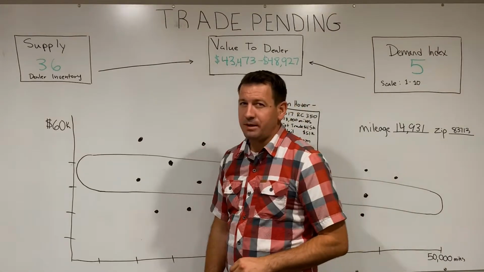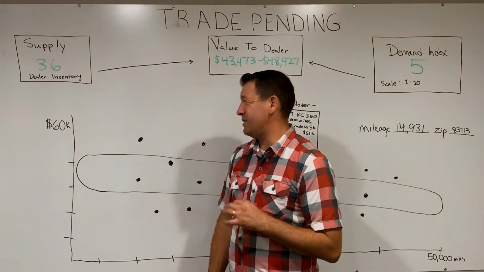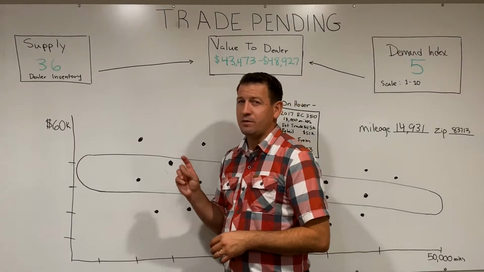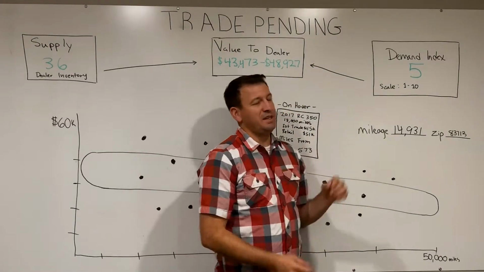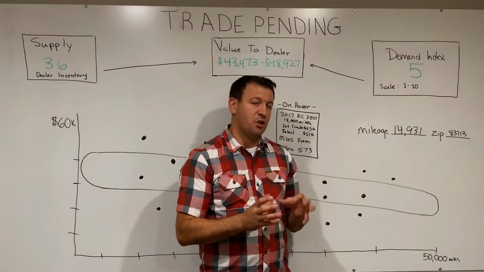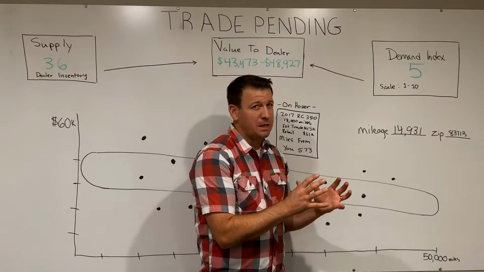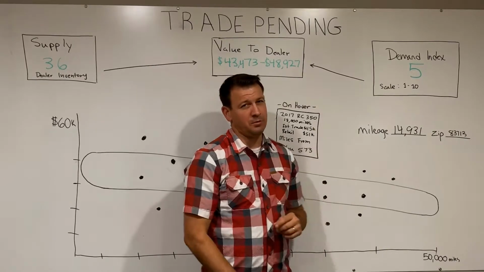After you put your information into the trade pending tool, you'll see this on your screen. First, let's talk about supply. The supply is the number of cars in your area that are like your vehicle. The demand is the number of days that your car is likely to stay on the lot. So the faster your car sells, the more dealerships want it.